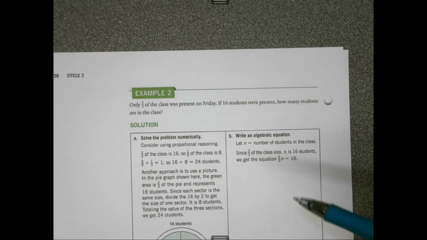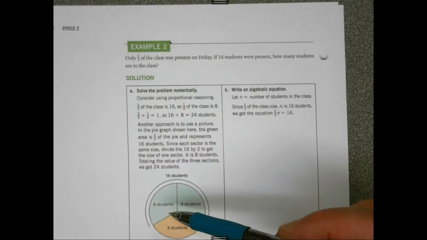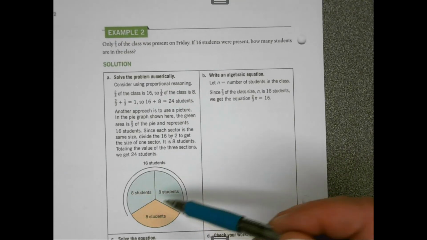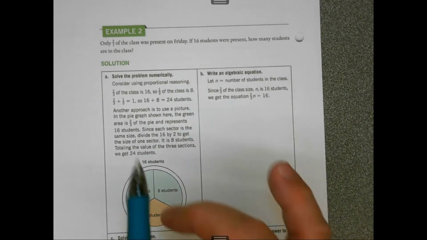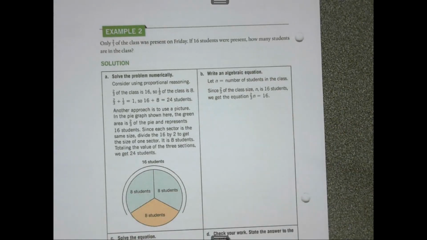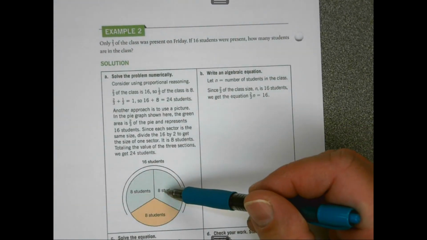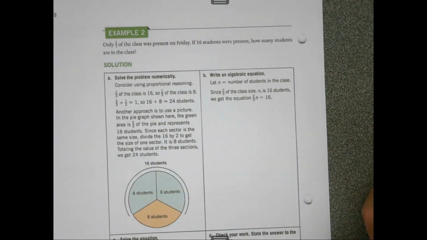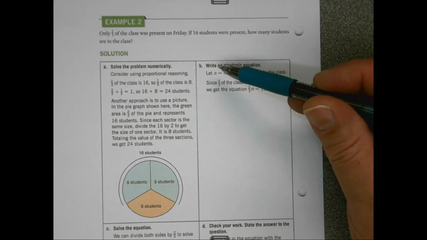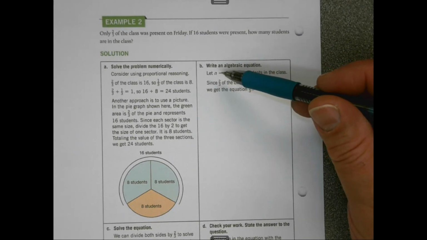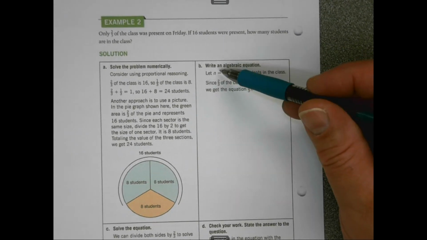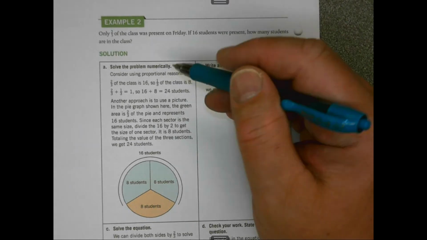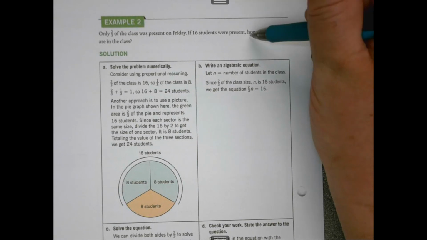All right, write an equation. We're going to let n equal the number of students in the class. Remember, that's what they asked us: how many students are in the class? So they let n, instead of x, they're using n. Since 2/3 of n is 16, we get the equation 2/3 of n equals 16.